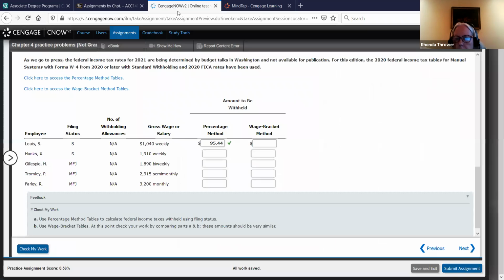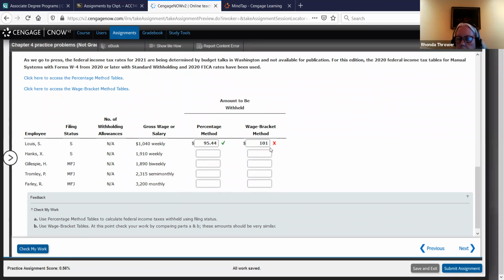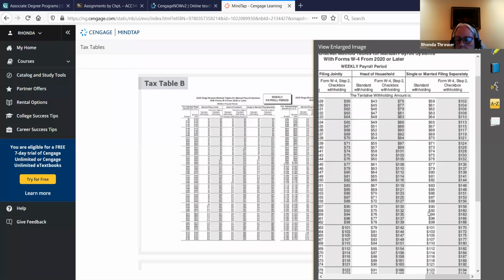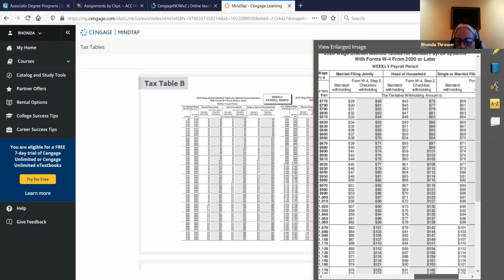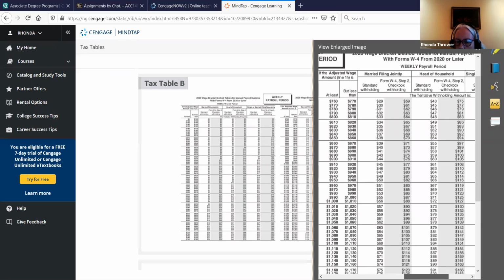So I'm going to go back and put that $101 in the wage bracket method, and check my work. Okay, so obviously I picked up the wrong thing. So let me try this again. We are weekly. We are going to be paid from, okay, the amount was 1,040. So it's the second from the top here. Obviously, I picked up the wrong one there.